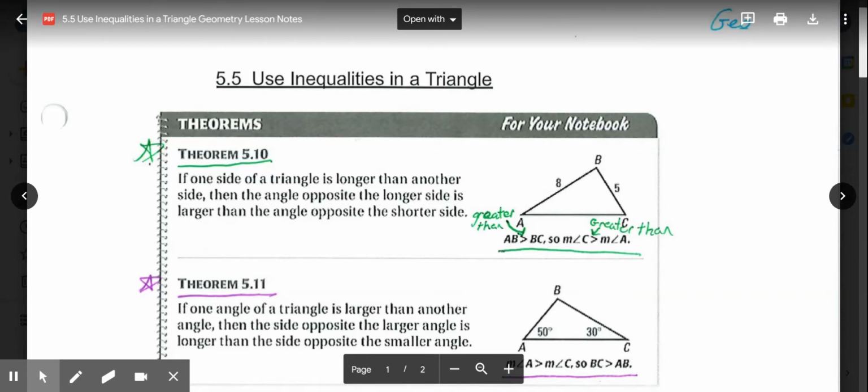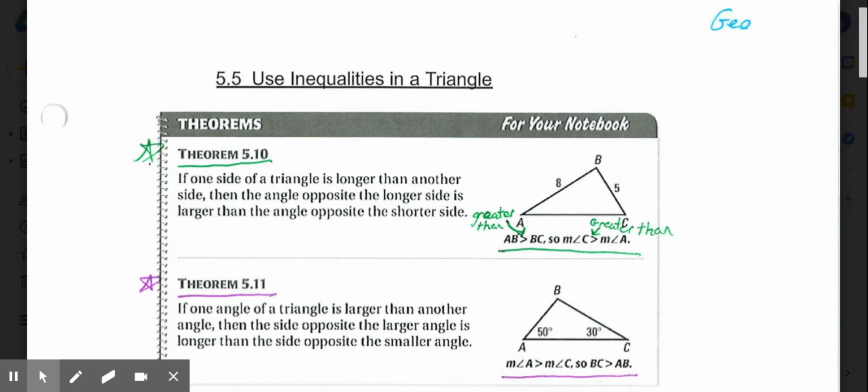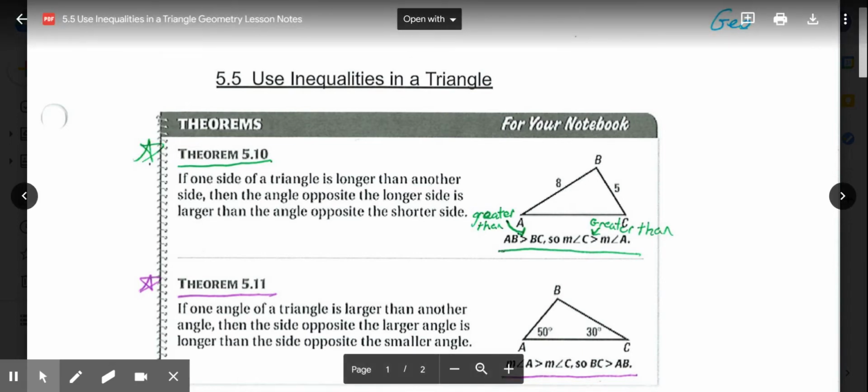Welcome to lesson 5.5, use inequalities in a triangle. So obviously we are looking at that idea of inequalities in this lesson, meaning, remember, an inequality is less than, greater than, less than or equal to, or greater than or equal to. So no longer just the equal sign, we're dealing with our inequality symbols. Now, in triangles, there's a couple theorems to help us understand the rules of inequalities.